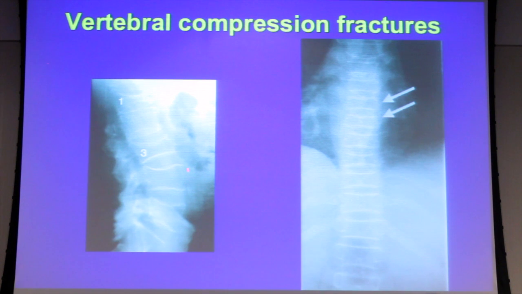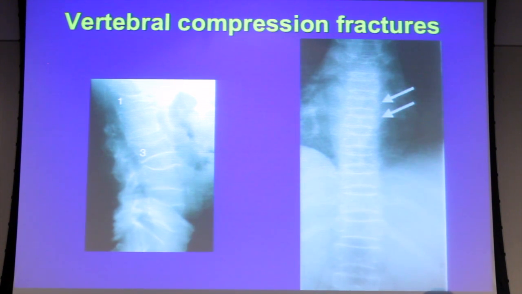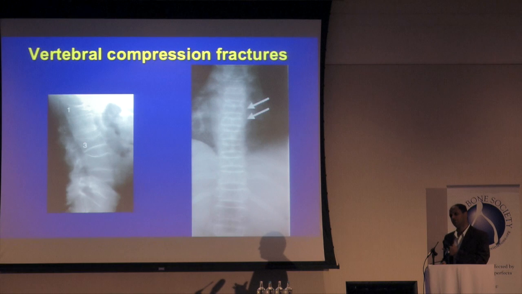Here on X-ray, you can see on the left side, there should be square blocks, these backbones, but you can see that there is crumbling at the top and the bottom. This is a side view of the backbones, and from the front view, you can see that there's reduced height of the backbones. When managing children with brittle bone disease, it's important to be aware of this complication and to manage them as early and as quickly as possible.